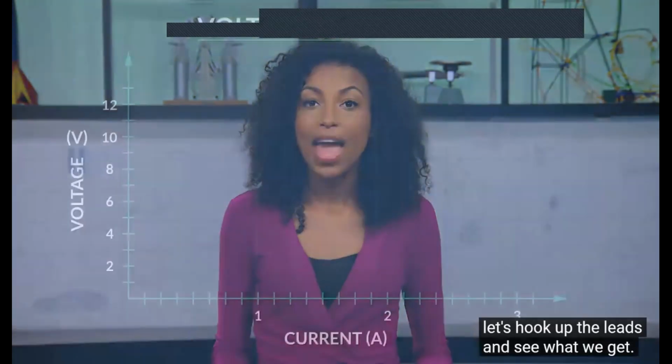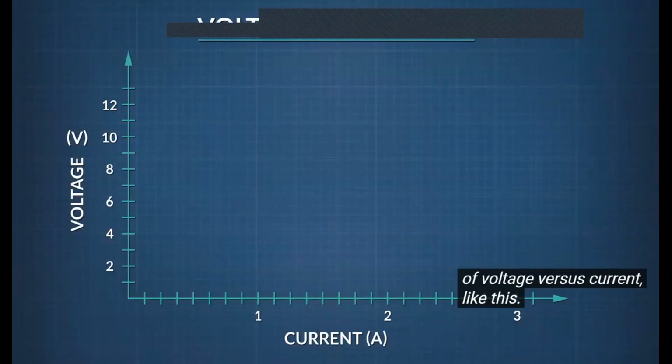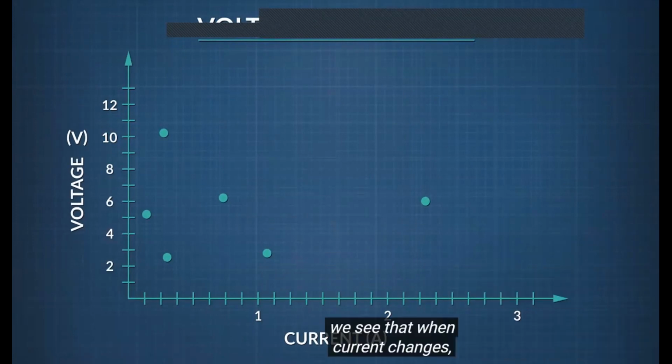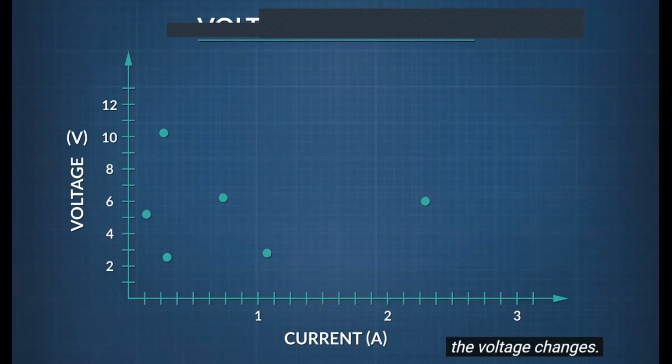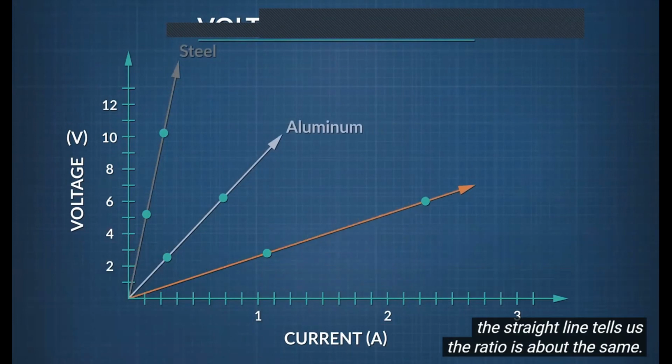See what we get. And then we'll fill in the points on our graph of voltage versus current, like this, adding the measurements for each material. When we look at the ratio of the current to the voltage, we see that when current changes, the voltage changes. And within each type of metal, the straight line tells us the ratio is about the same. That's the basic principle that Ohm discovered.